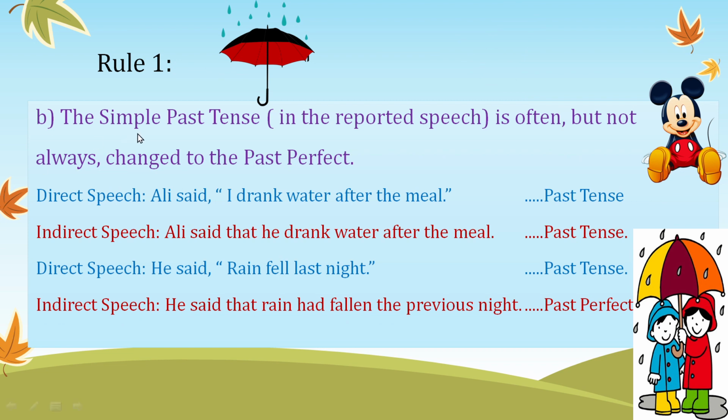Rule 1, part B. The simple past tense in the reported speech is often but not always changed to past perfect tense. Let's see how. Ali said, I drank water after the meal. Indirect speech. Ali said that he drank water after the meal. Here we haven't made a change in the tense. It's in the past tense only, in both the speeches. Next, he said, rain fell last night. Indirect speech, he said that rain had fallen the previous night. Let's see the changes that we have made here. Fell has changed into past perfect, that is had fallen. Last night has been changed into previous night.